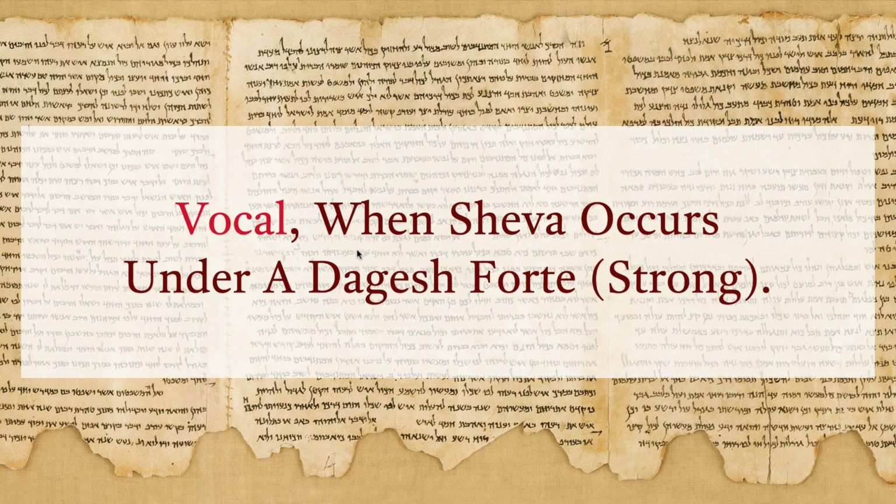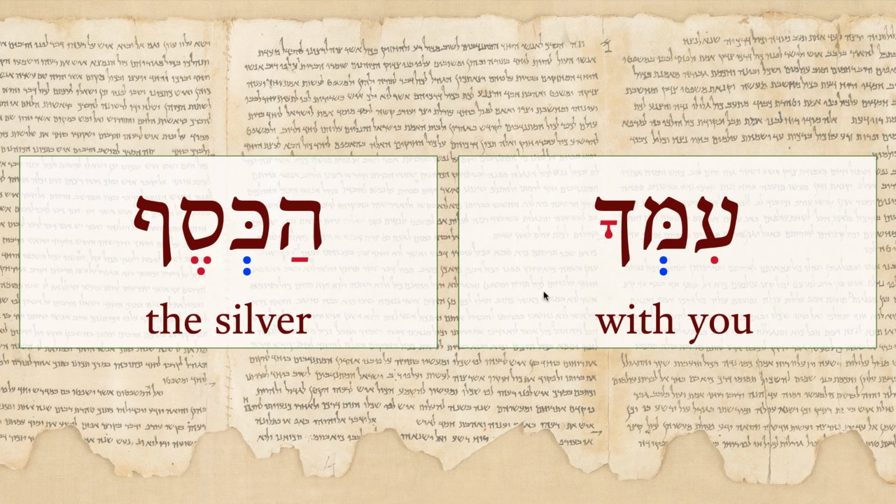So now, another case where the schwa is vocal: when schwa occurs under a Dagesh Forte, that is a strong Dagesh. If you have words like this, Imecha, Hakkesef. Imecha is with you. The Lord is with you. So here we have the strong Dagesh in the mem, and there is a schwa, and therefore we pronounce it. We make it vocalized.